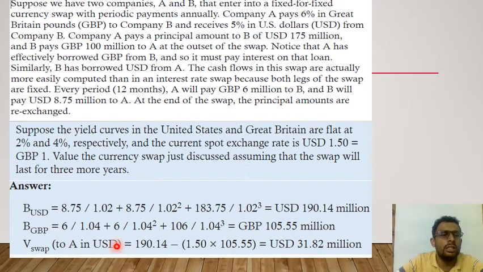So the value of the swap, according to the formula, will be the present value of USD denominated cash flows minus the spot rate, that is 1.5, which is given here, times the present value of GBP denominated cash flows. This is the value of the swap in USD, which will give you USD 31.82 million. So that is how we calculate the value of a currency swap.